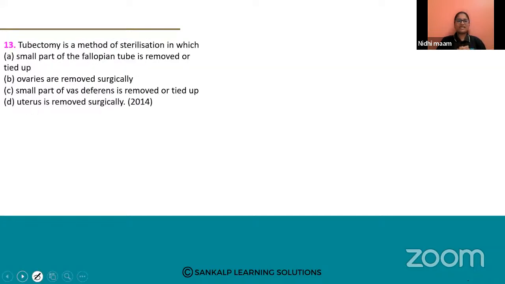Tubectomy is a method of sterilization. What do they do in tubectomy? A: a small part of the fallopian tube is removed or tied up. B: ovaries are removed surgically. C: a small part of vasa deferentia is removed or tied up. D: uterus is removed surgically. What do you mean by tubectomy? Very easy question. I got two quick responses from Lubna and Anita. Okay, good. Be fast, very easy question. What about others? Pavitra, Kirti, Kajal Kumari, what is the answer? Kajal Kumari answered it.